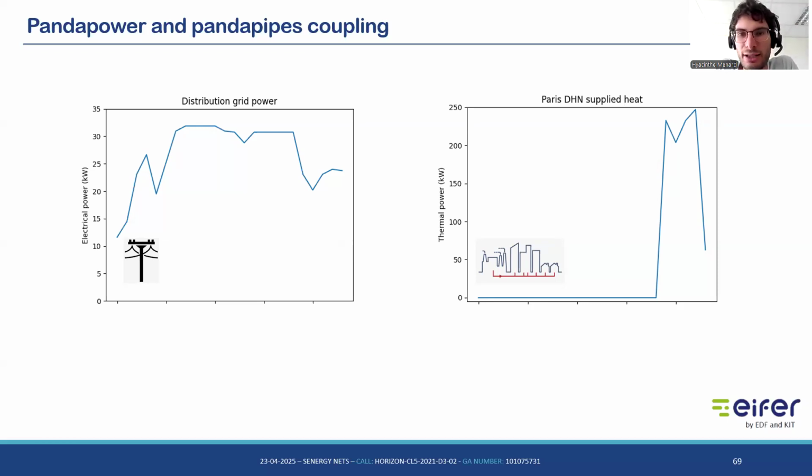And on the right, you can see the heat that is supplied by the Paris district heating network. What you can notice is that it will supply some power only at the end of my time series, because this is the time when the heat storage is empty. And so when the storage is empty, we need to use this connection to the Paris DHN in order to meet the demand. So it shows that my merit order is working correctly as well.